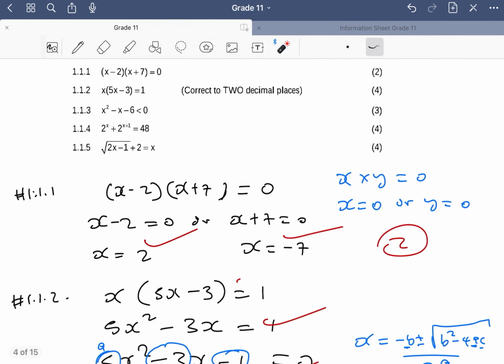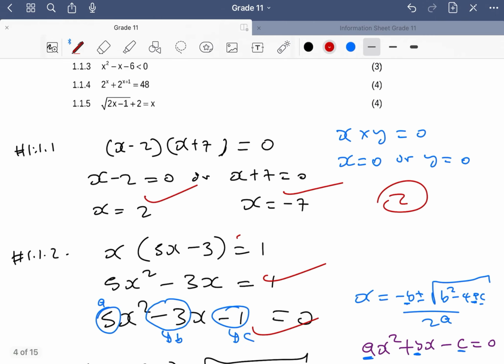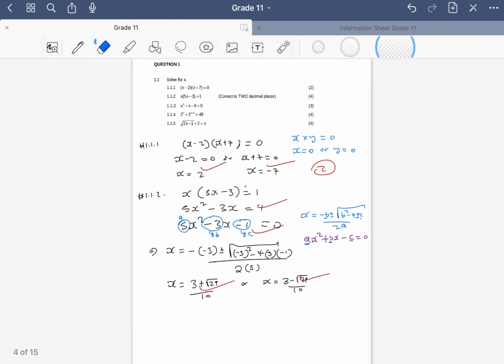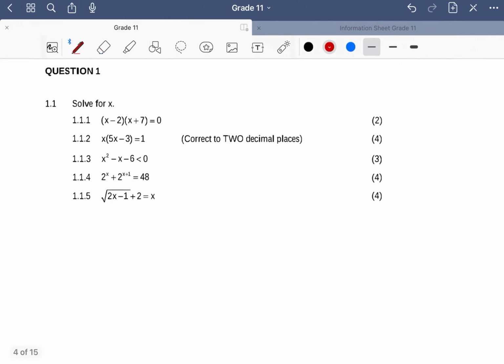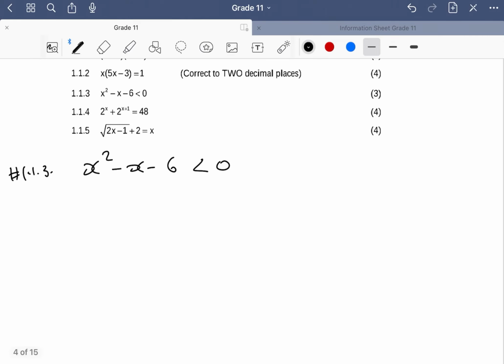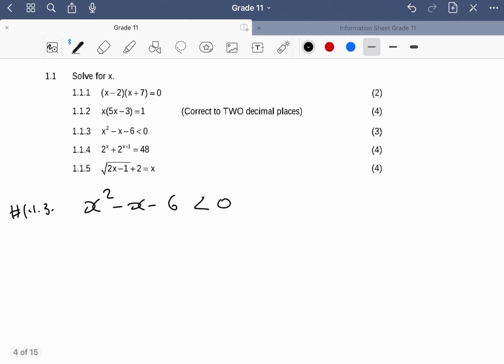Okay, all right, great. So 1.1.3, let's go. What I'm going to do is cut this off. 1.1.3: x squared minus x minus 6 less than 0. This is now not equal to 0, but there's an inequality sign involved, so you need to treat this differently and be careful with it. There's a reason why it's 3 marks. There's a way of doing this, but you need to treat it carefully.